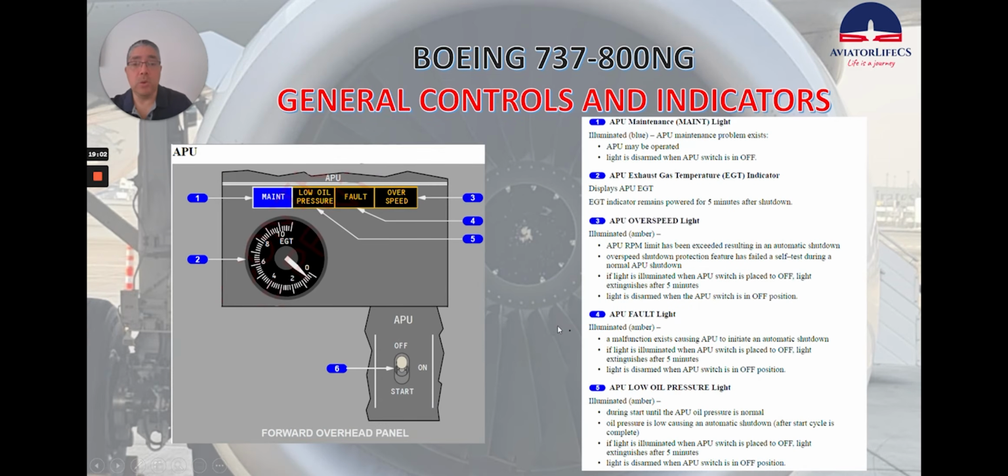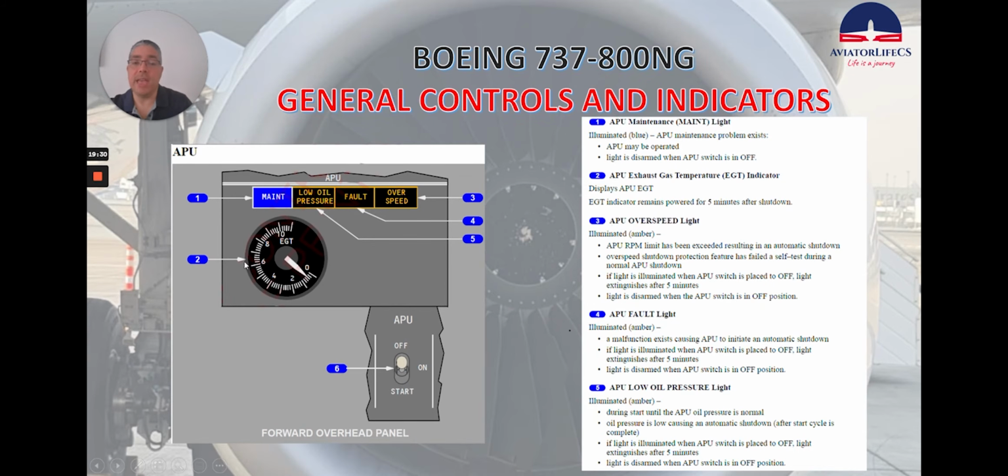Talk about the APU control panel, and we have it in the forward overhead panel. Number one is the APU maintenance light, illuminated blue. APU maintenance problem exists. APU may be operated. Light is disarmed when APU switch is in off.